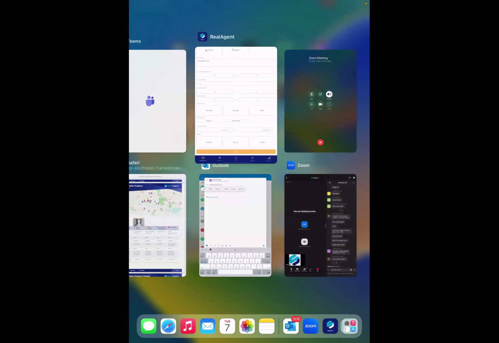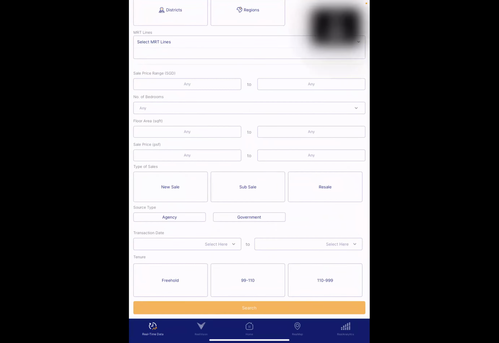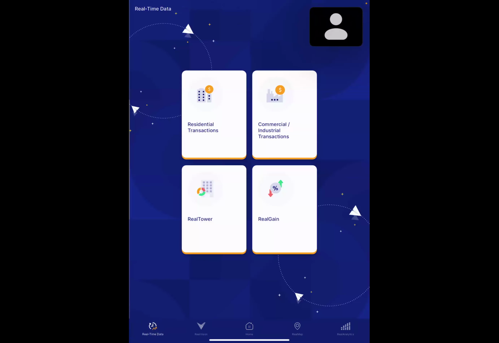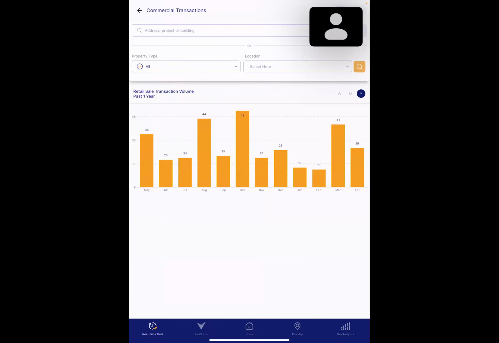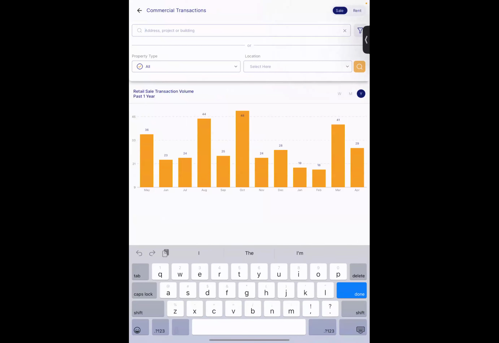Same thing, if you want to see commercial transactions, you go to real-time data. Instead of residential transactions, of course, you click on commercial industrial transactions. Same format, same user interface as residential. You type in the project name, or the street or the exact address, up to you, and then you can see the transaction information. The main thing about our commercial transactions is that even for HDB shop houses, if it is done by the 3 agencies, we will have their transaction data with the unit numbers, especially for the rental side.